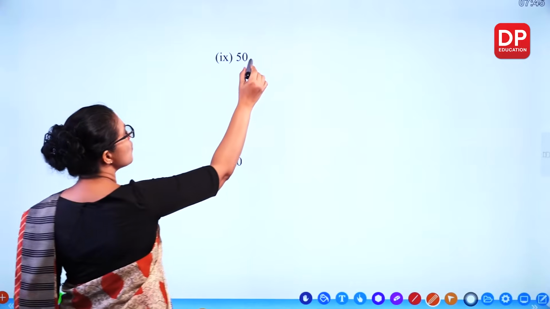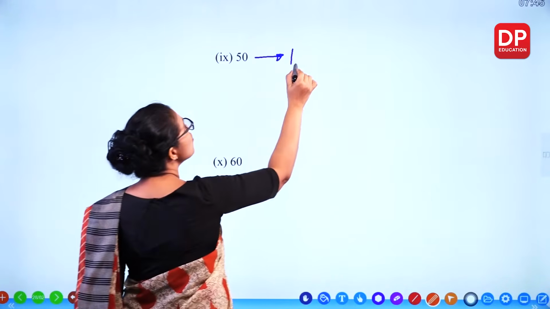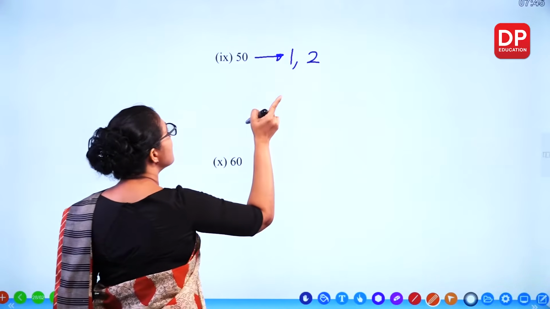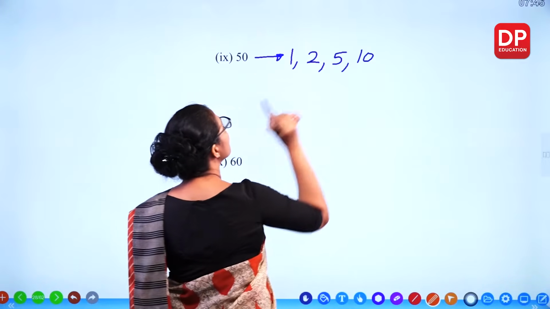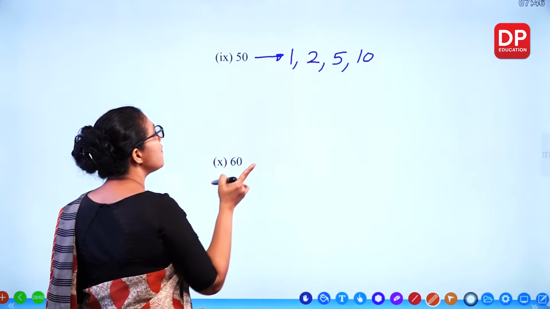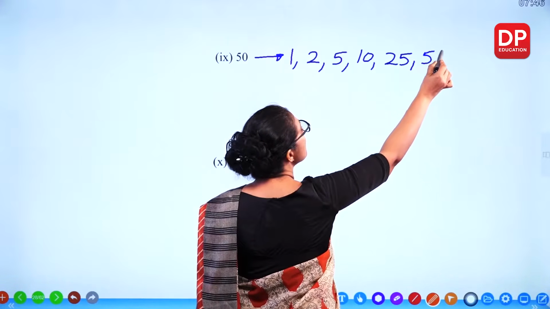50. So what are the factors? Divide by 1, you get 1 times 50. 2 times 25. 5 times 10. 10 times 5 and 2 times 25 and 1 times 50.